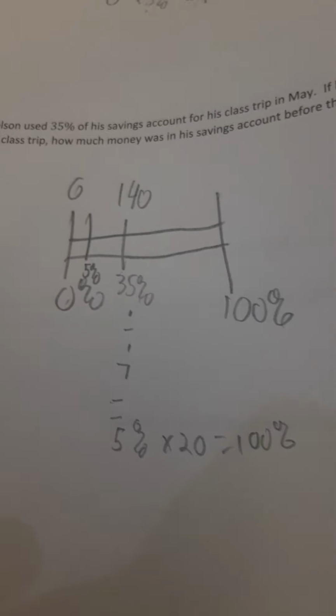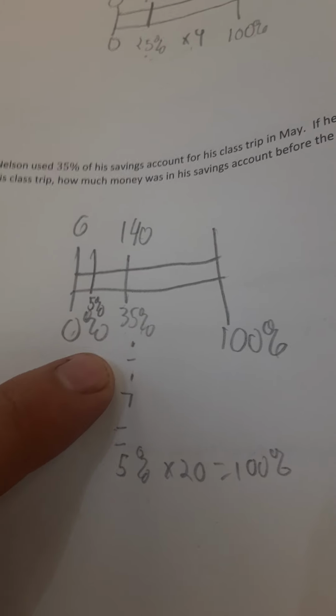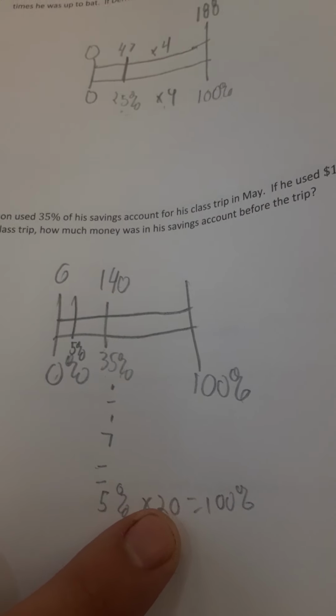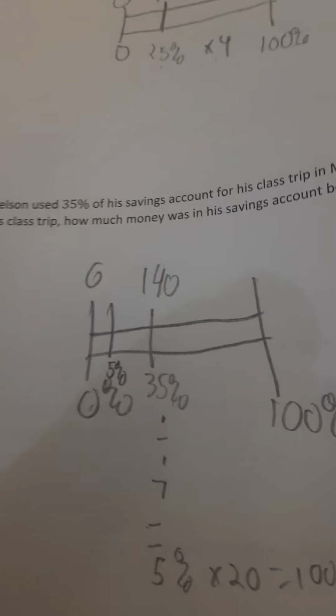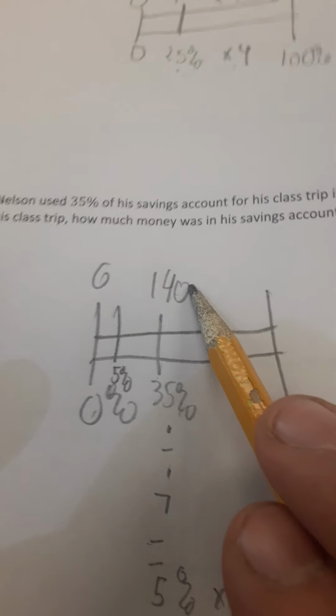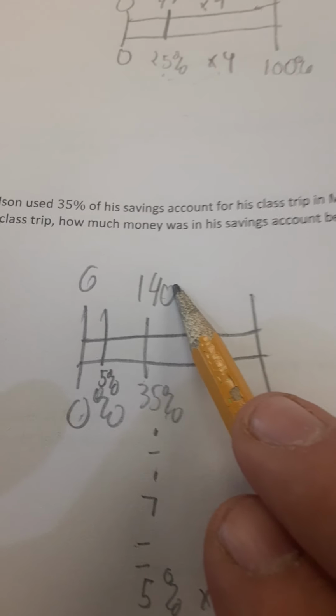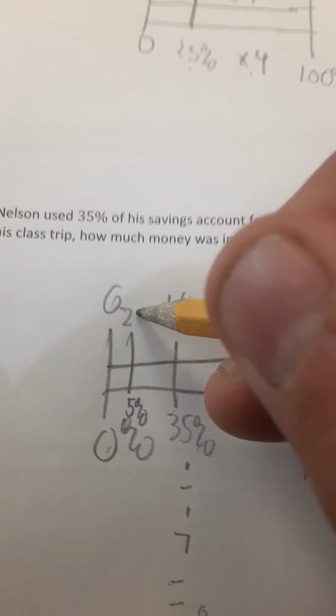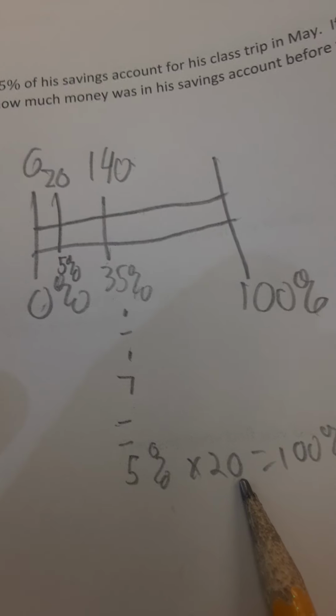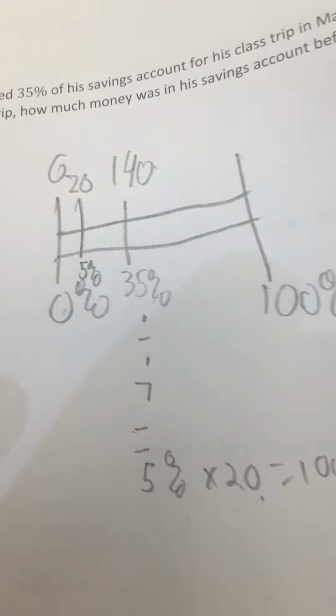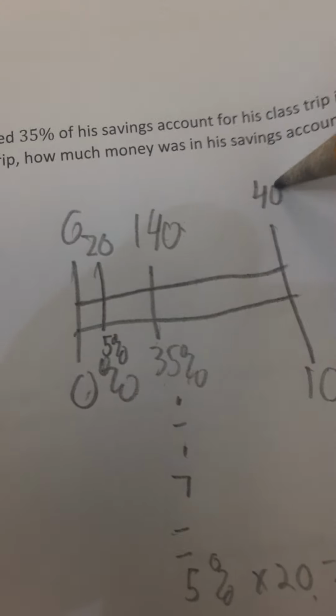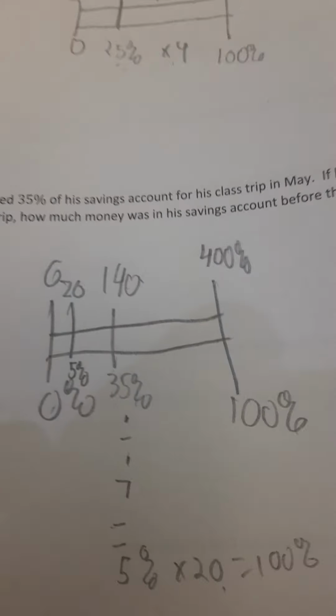So, again, 35%, we divide by 7 to get 5%, times it by 20 to get to 100%. So I'm going to do the same thing to my quantity up here. So $140, divide that by 7, that's $20. So 5% is $20. And then I times that by 20. 20 times 20 is $400. So I know 100% of my bank account was $400.